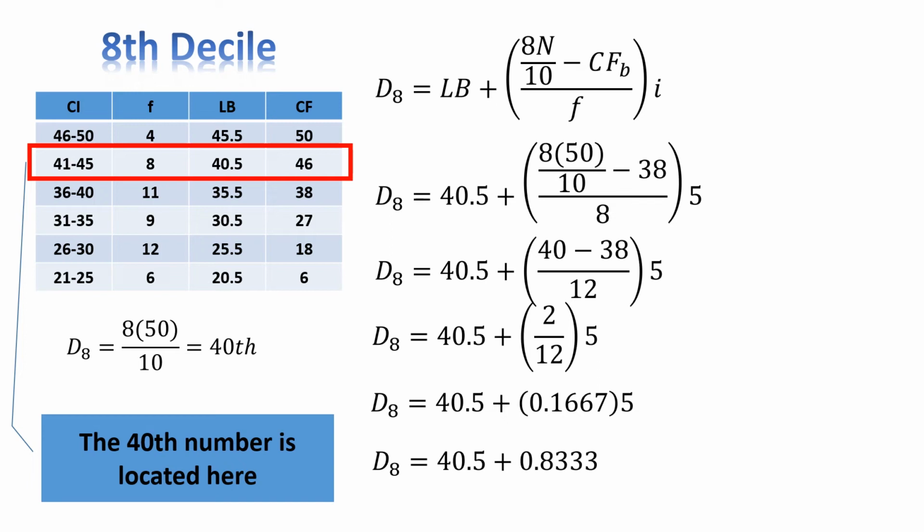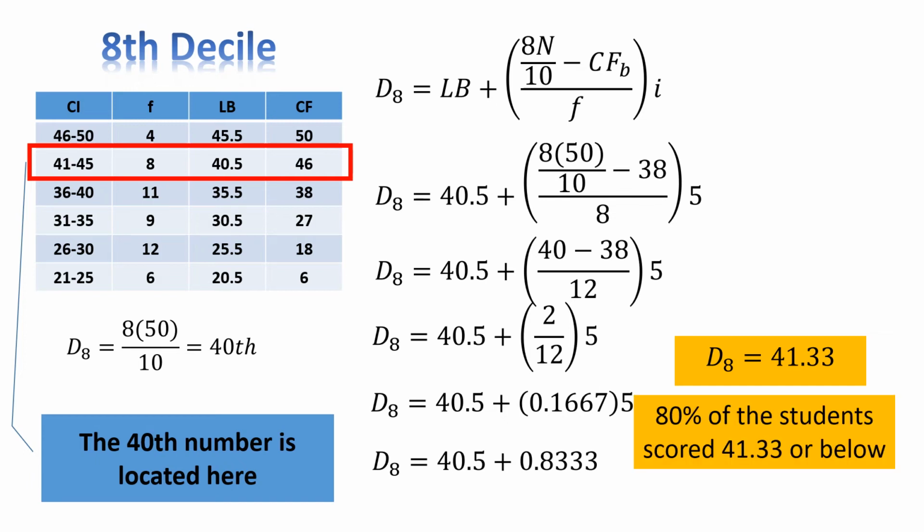0.8333 plus nyo sa 40.5. So, ang value ng ating d sub 8 is equal to 41.33. So, that means 80% of the students scored 41.33 or below.